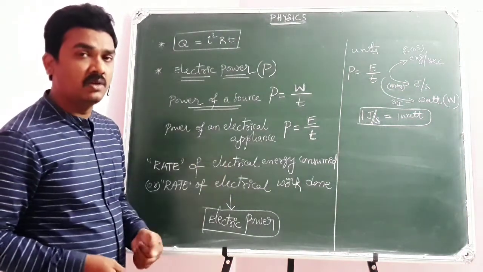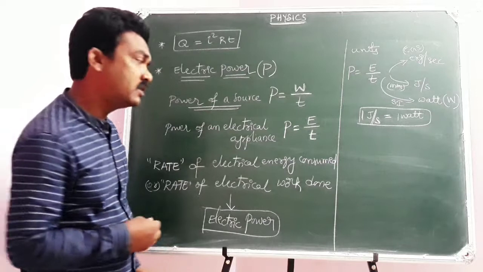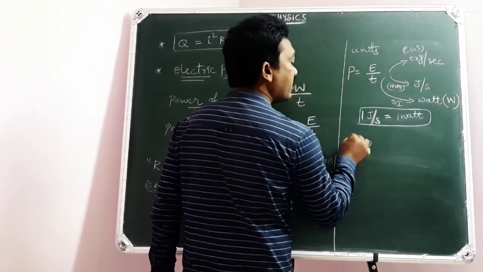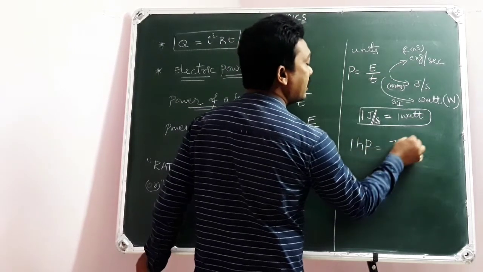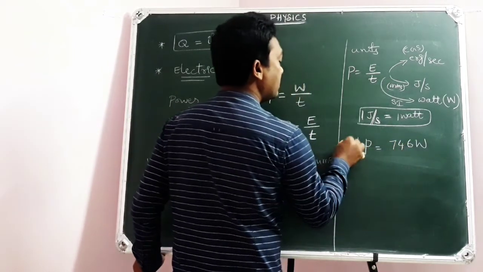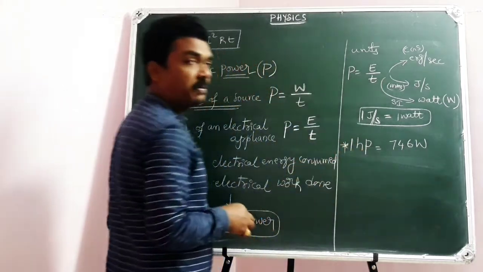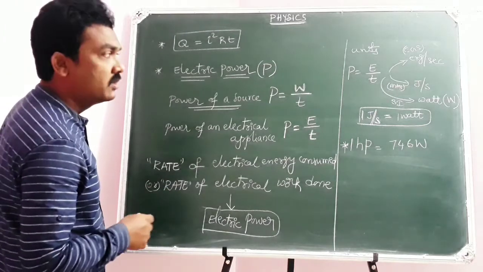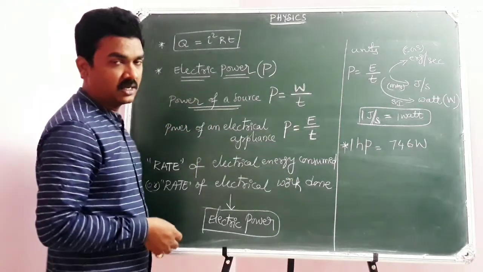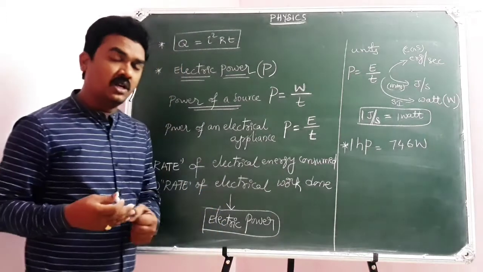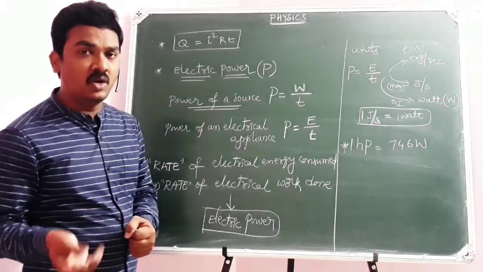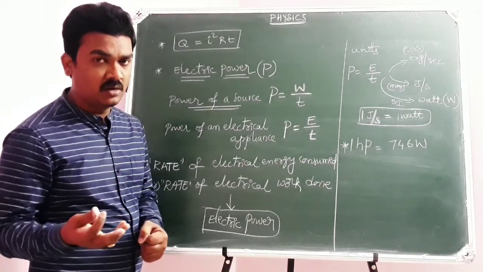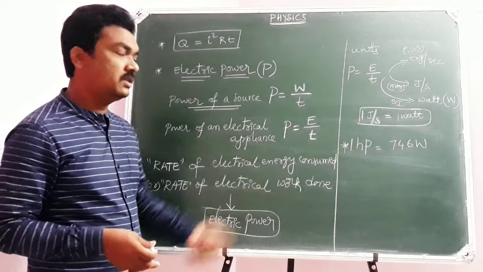But apart from these basic units, there will be some practical units. For example, horsepower, HP. 1 horsepower equals 746 watts. Horsepower is another practical unit to measure electric power. They are all conventional units, and this is another practical unit. Like the conventional units to measure mass, either grams or kilograms. But you know very well 100 kilograms can be measured as 1 quintal. So like that, it's a practical unit.